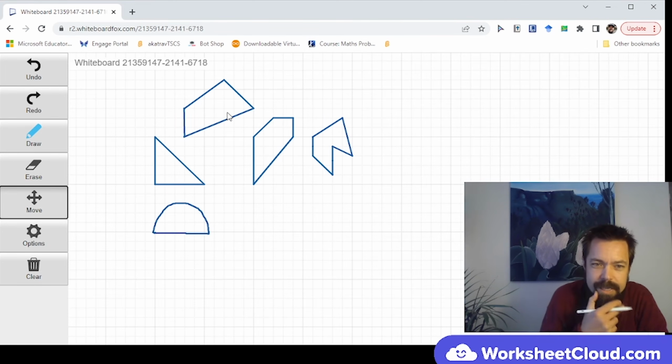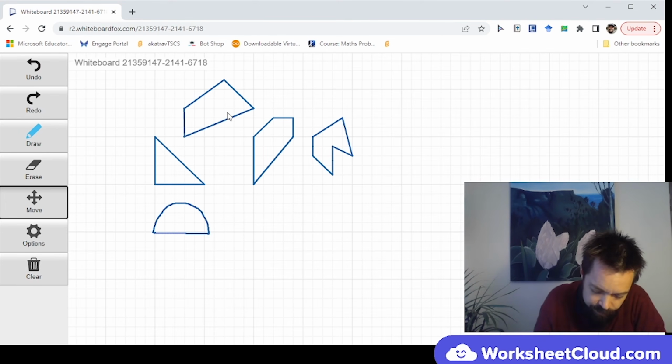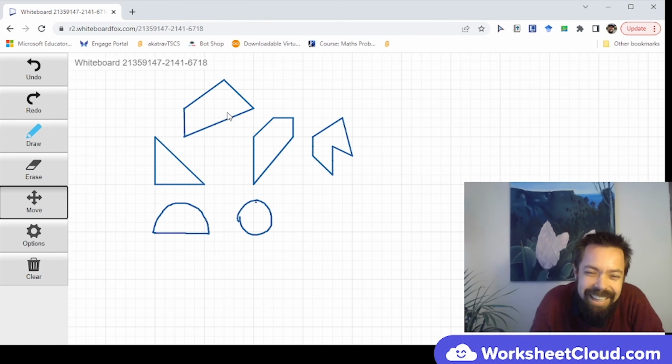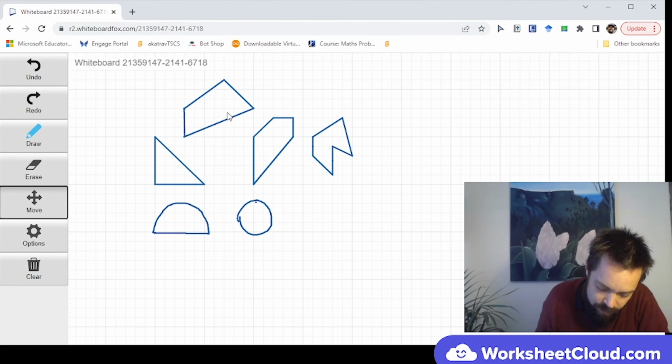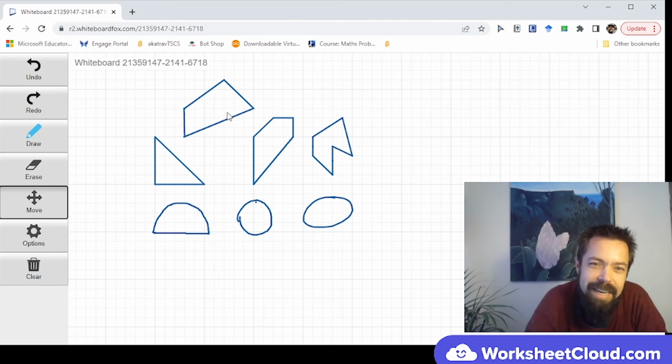What shape is that? If you guessed semicircle, then you'd be correct. If you guessed circle, you'd be correct. That's what I was going for. If you guessed oval, I probably couldn't mark you wrong because it's fairly close. But I would draw an ellipse or an oval more like that.